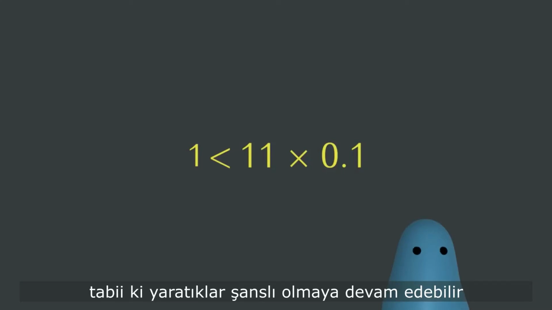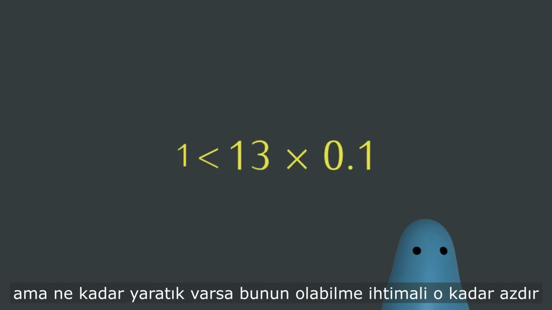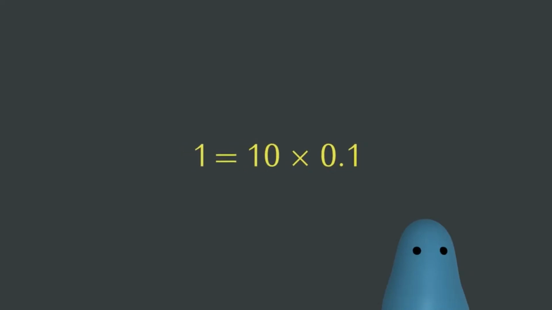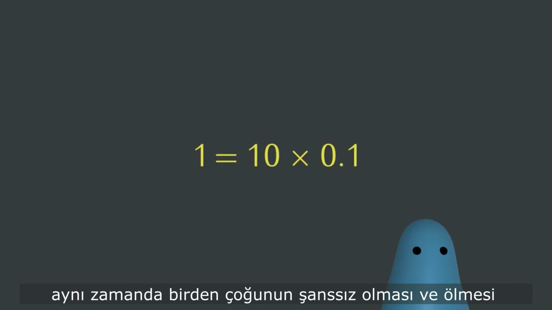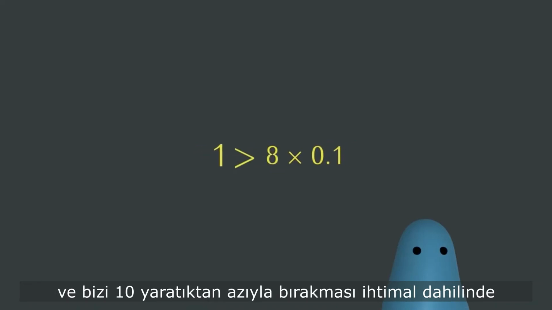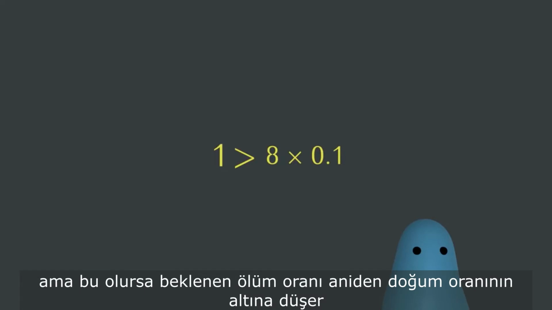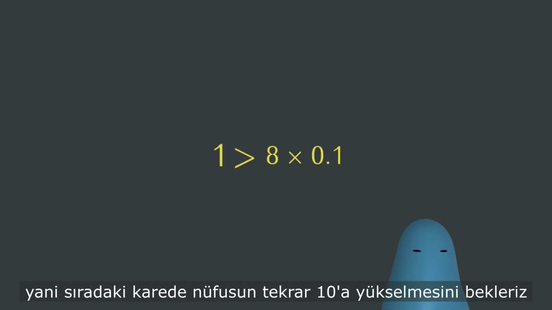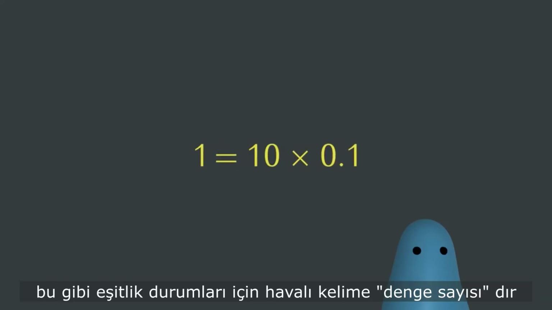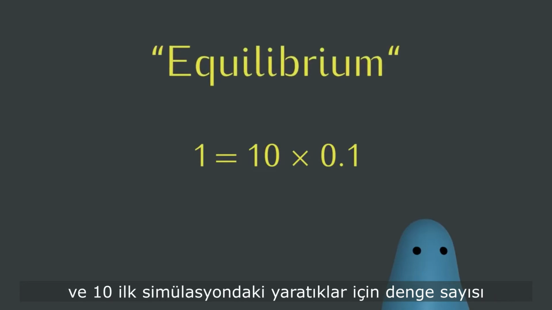Of course, the creatures could keep getting lucky, but the more creatures there are, the less likely that is. It's also possible that more than one of them will get unlucky and die, leaving us with fewer than 10 creatures. But if this happens, the expected death rate is suddenly lower than the birth rate, so in the next frame we'd expect the population to drift back up toward 10.